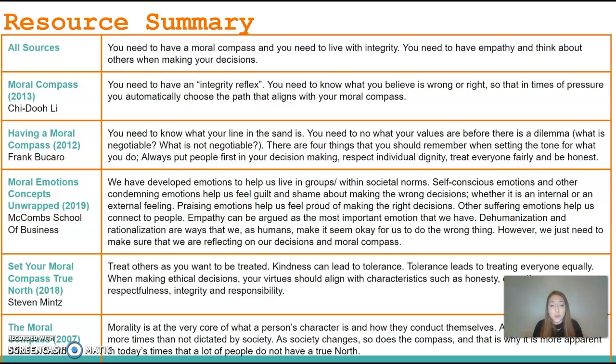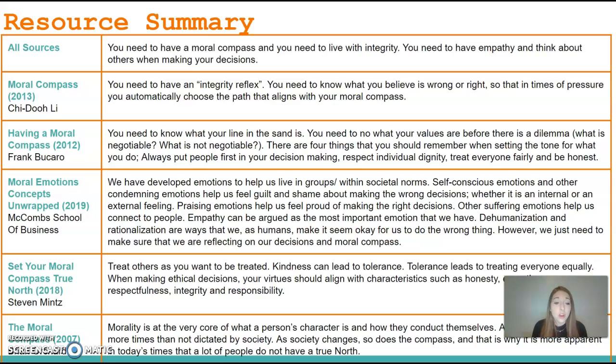Set Your Moral Compass True North was an article that talked about treating others with kindness. And then he went further to say that kindness taught him tolerance, and because he was able to tolerate people, it also led to him viewing people as equal. And the last thing that he went over was that when making ethical decisions, your virtues should align with characteristics such as honesty, empathy, respectfulness, integrity, and responsibility.